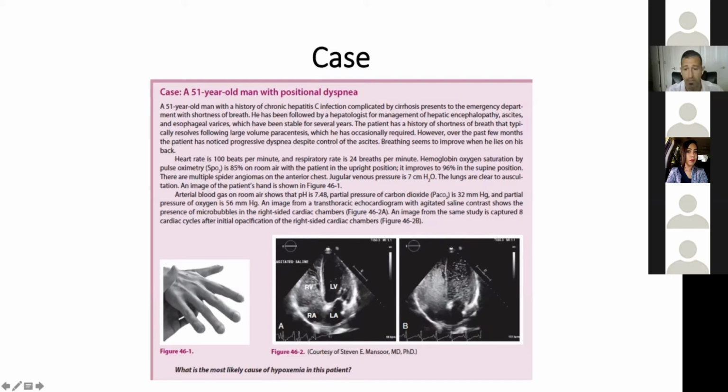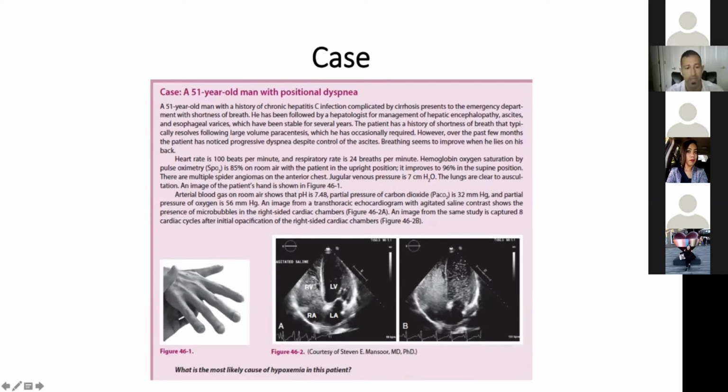angiomas, in fact, we have the finding of orthodeoxia. The hemoglobin saturation is 85% in the upright position and improves to 96% in the supine position. So orthodeoxia is present. There are spider angiomas on the chest. Not surprising, he has cirrhosis. The jugular venous pressure is 7, so normal. So again, one of our hypotheses was, could the alveoli be filled with pulmonary edema? And now that seems less likely because the JVP is normal. The lungs are also clear to auscultation.